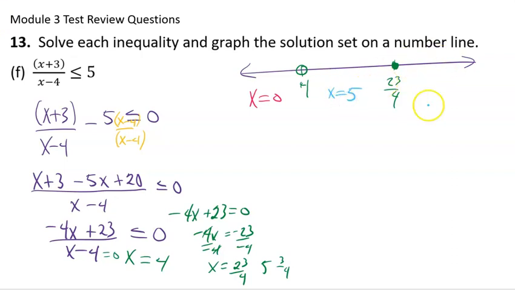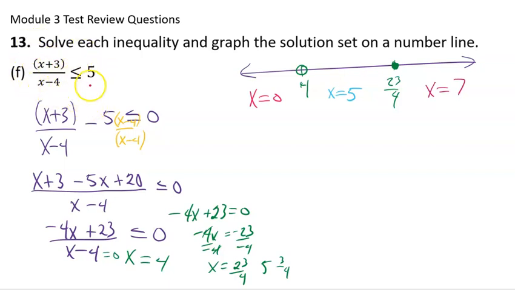And then I need something on the other side of 23/4. How about 6 or 7 or 8 or anything like that if you want to, just not 23/4. So that's going to be x is equal to 7. Okay? Now, let's take 0 and plug it in to, can't go with the original inequality.